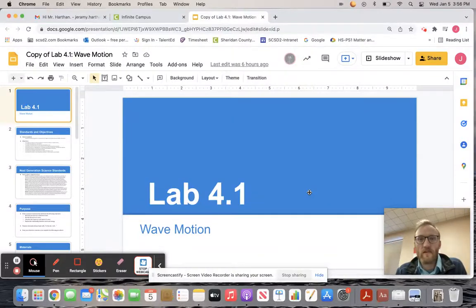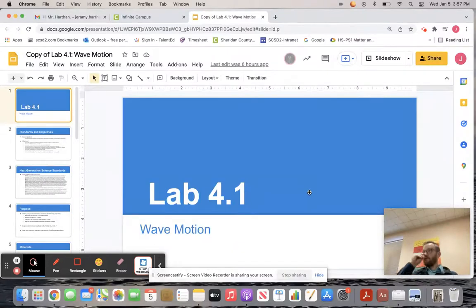Hey guys, so if you're getting this video, that means that you were absent for the 4.1 wave motion lab. With this lab, our main objective is to calculate wave speed and frequency. And then what we want to know is, does changing the frequency of a wave affect how fast the wave moves, or change the wave speed?